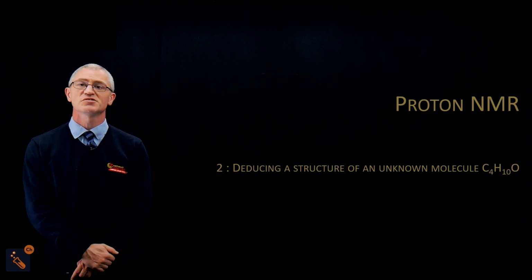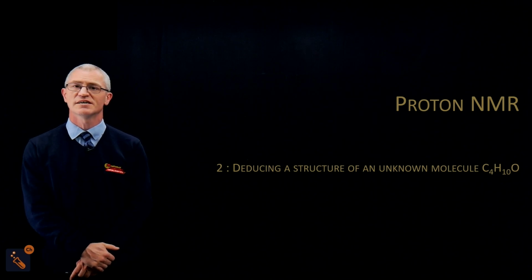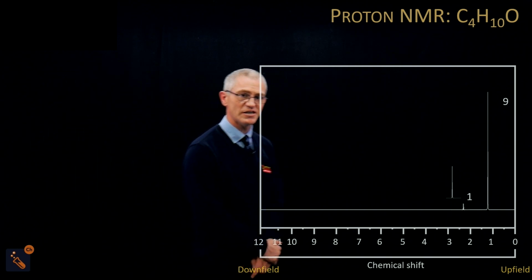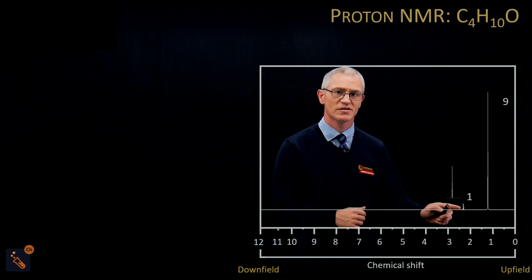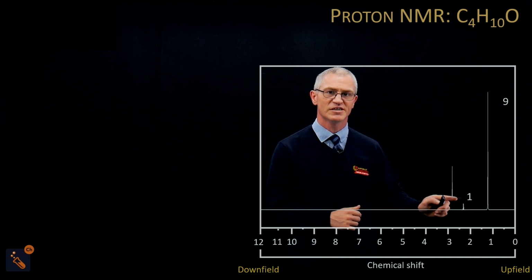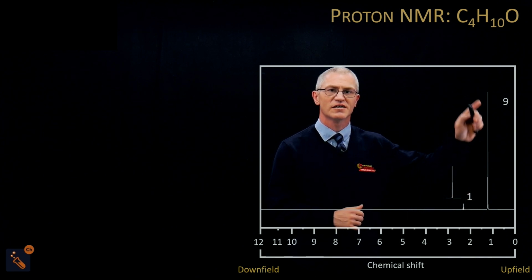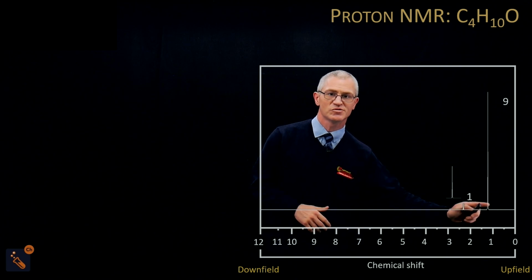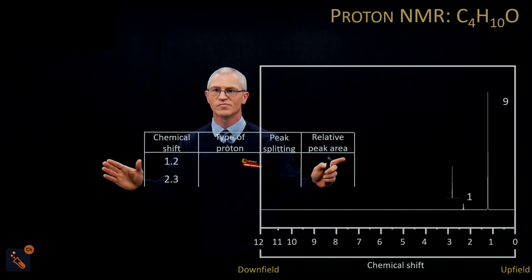In this video, we're going to deduce the structure of C4H10O. The NMR that we're going to do here has two singlets in it. We've just zoomed in on that to make it really clear it's a singlet. We've got a singlet here, 9 and 1 as the relative peak areas, and we can get our chemical shifts from down there. So let's do the table.